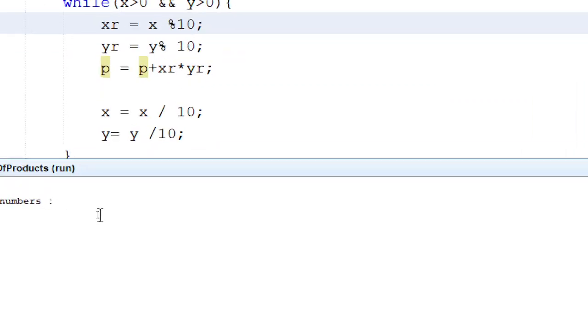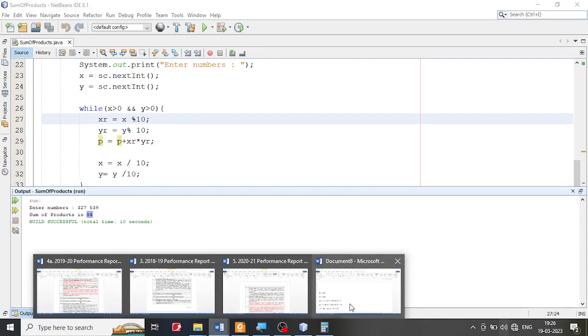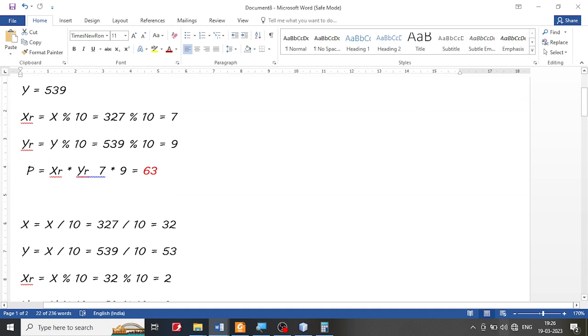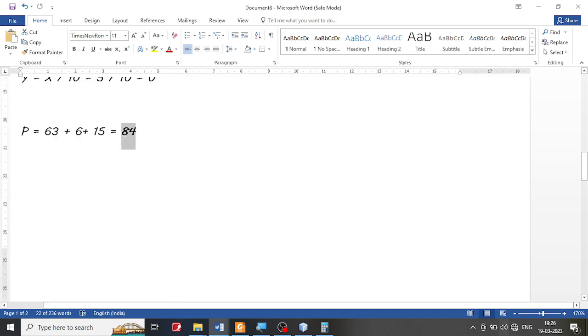327 and 539. Press enter and you get the number as 84. So this is what you get, 84 as your result. And if you compare it with the result that was obtained, you get it as 84.